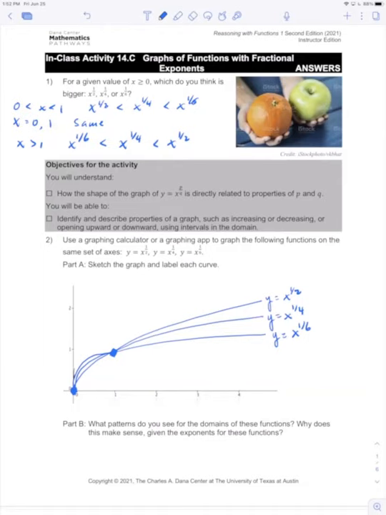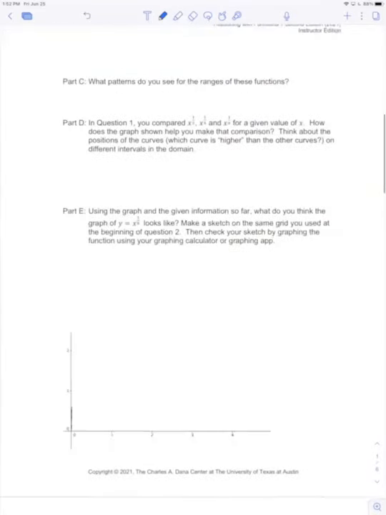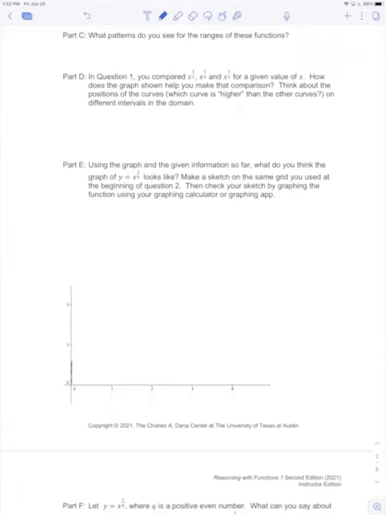Part B, what patterns do you see for the domains of these functions? All the functions have domains 0 to infinity. Let's go to part C, which is next. It's on the next screen, so I'm going to scroll up here. It says, what patterns do you see for the ranges of these functions? These functions also have the range 0 to infinity.